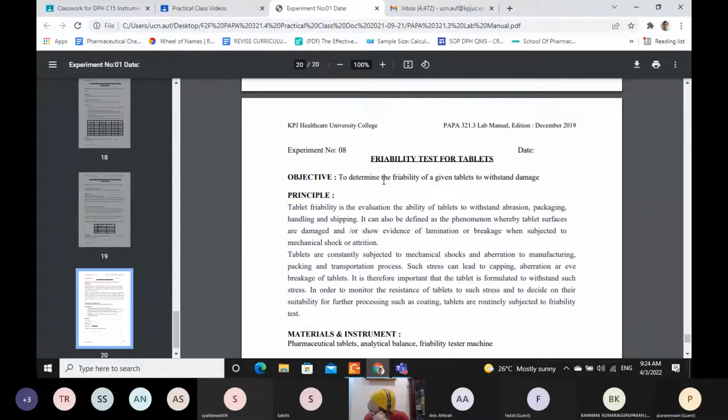Okay, so to avoid this, kita make sure the compression is good masa dalam production. And to make sure, how do we know the compression is good, the punya strength of the tablets are good or not, kita buat friability test. So that's why the objective is to determine the friability of given tablets, the ability of tablets to withstand damage. So how do we perform this test?